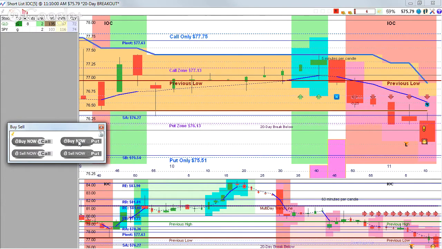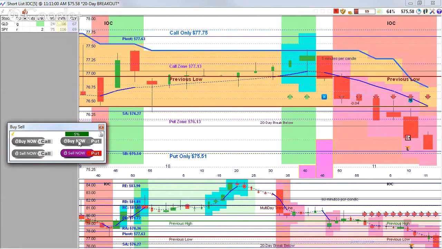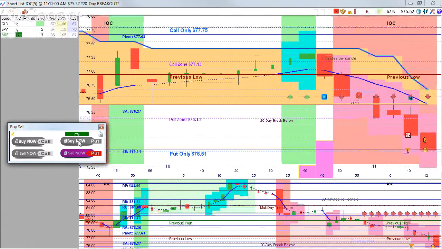So now we've broken below the 20-day. We're looking at the put only. Oh yeah, you bought it already. Okay, good. I bought it. So how many minutes have gone by? 4 minutes. Okay. Yep.